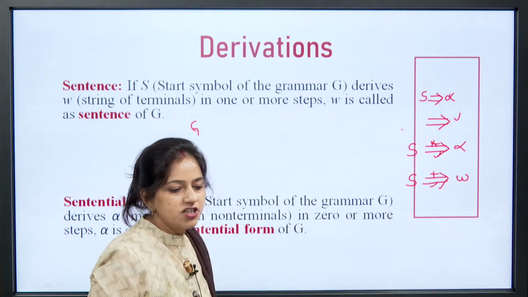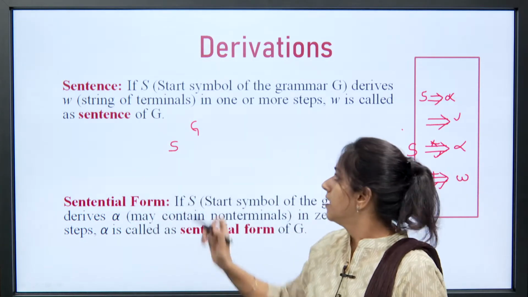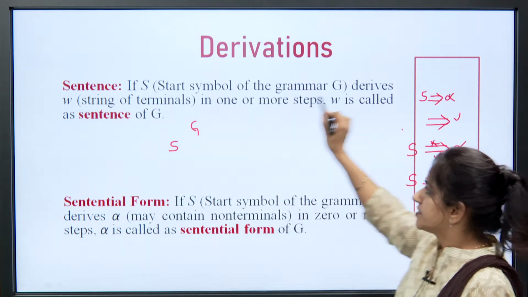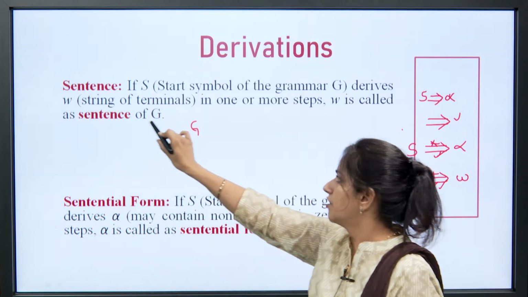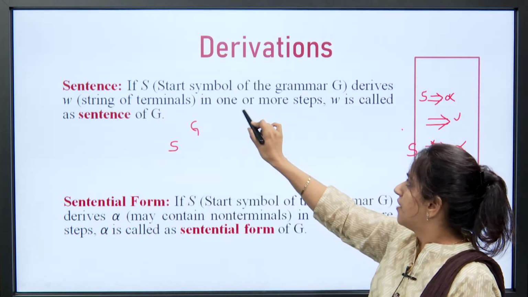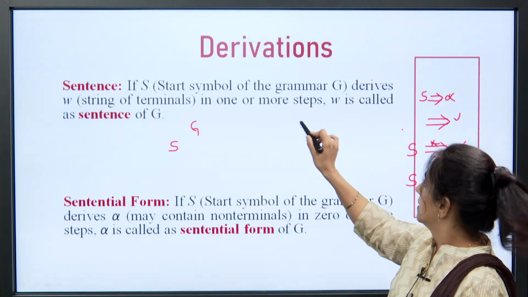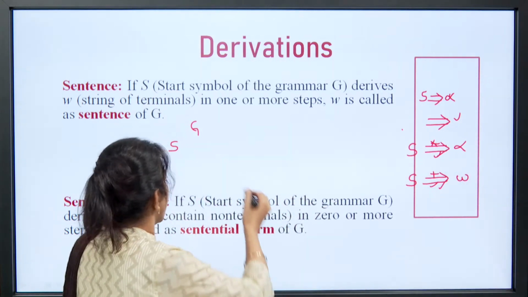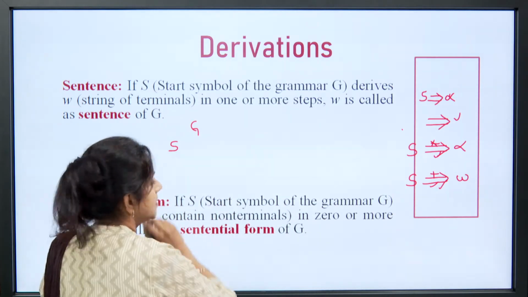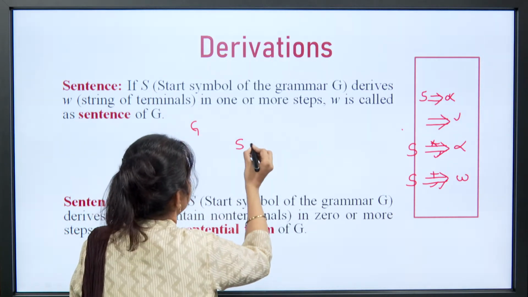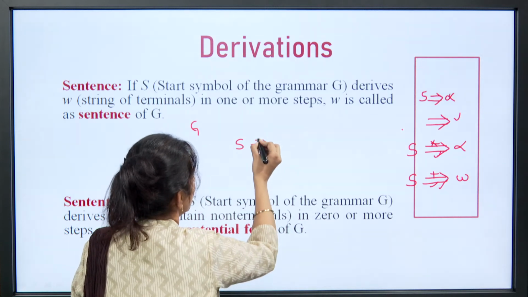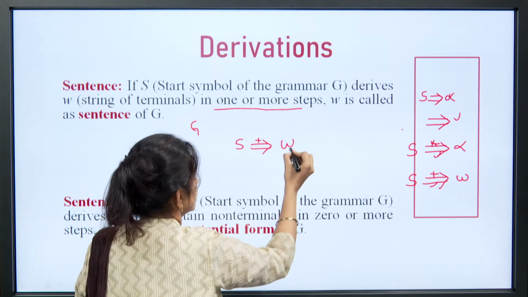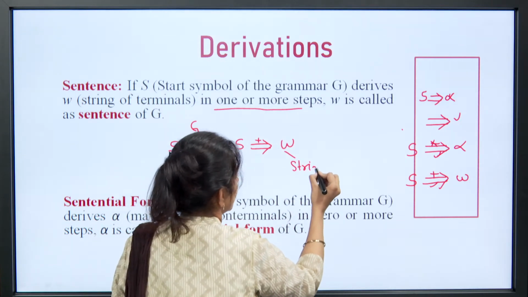Now, we will see the definition of sentence and sentential form. If S, the start symbol of the grammar G, derives W in one or more steps, where W is a string of terminals, then W is called a sentence of capital G. So, suppose the grammar is capital G and the start symbol is S. From S we apply one or more steps and we get W. What is W? W is a string of terminals.